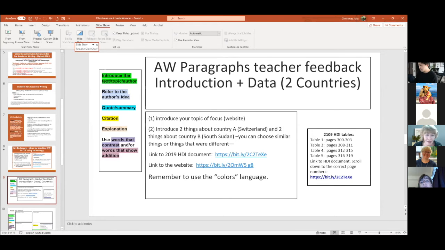The wild blue is the quote or the summary or the paraphrase. Then the citation, explanation, interpretation, and then using words of contrast. So all of that stuff I pre-taught, and I used the colors for the focus group very intensely.